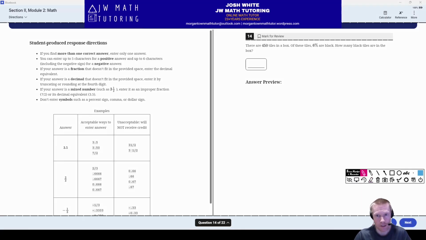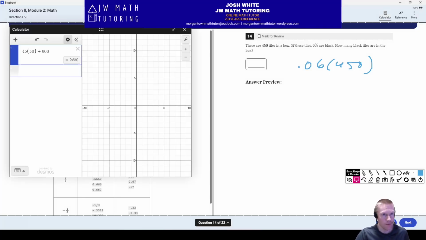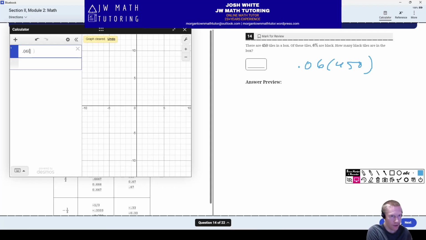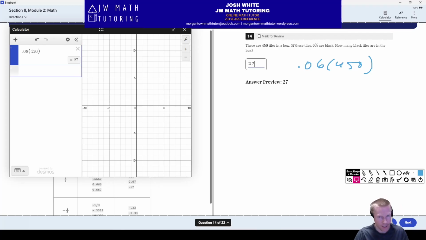All right, this question is just asking essentially, what is 6% of 450? So that's just the same thing as multiplying 0.06 times 450. This should be 27. If we go to Desmos, now I will show you also, yep, 27. So let's fill that in.